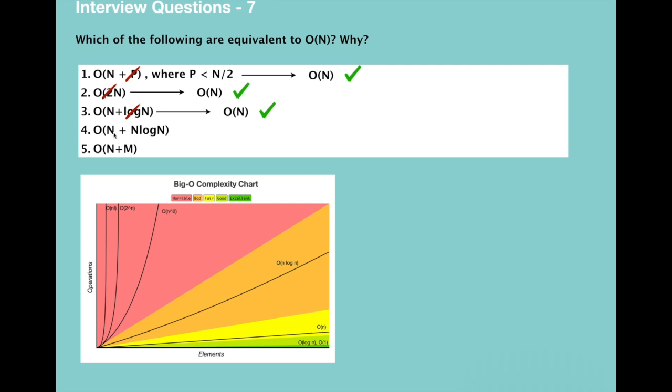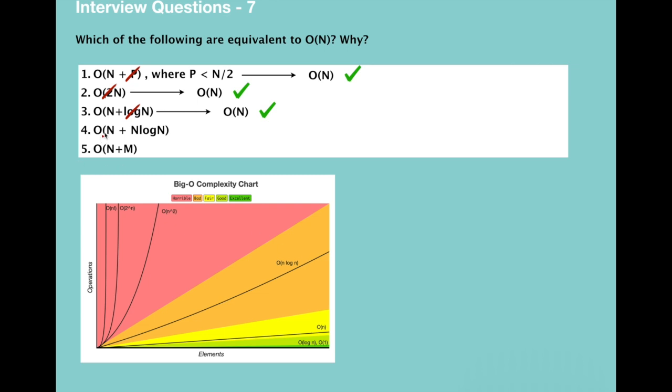And in the fourth one as well, we need to use the graph again. From the graph, we see that O(n log n) is over here and O(n) is over here, which means that in this case, O(n log n) is the dominant term. So we need to drop O(n).